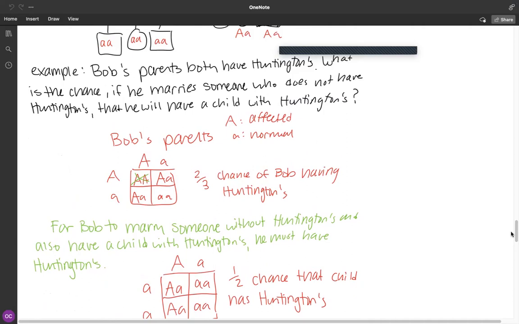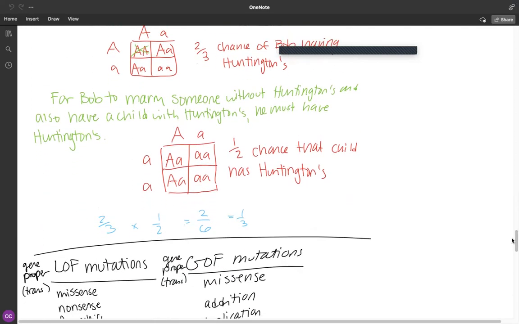And so we kind of have to assume that this is the case, just because we're considering the probability of him having a child with Huntington's. And we know he's marrying somebody who does not have Huntington's. So he kind of has to have Huntington's to have a child with Huntington's, if we know that his partner does not have Huntington's. Yeah, so for Bob to marry someone without Huntington's and also have a child with Huntington's, he must have Huntington's. So therefore, Bob's genotype would be heterozygous.